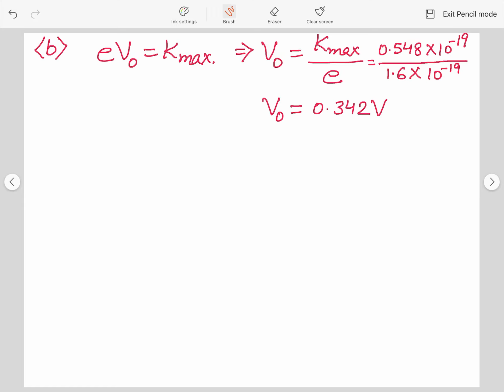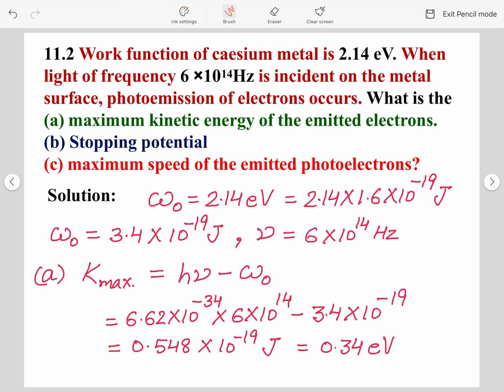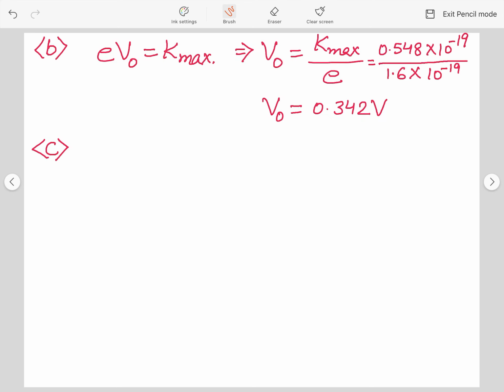Now we have to solve part C. In part C, what we have to find is maximum speed of emitted photoelectrons. Maximum speed. And what we know is K max. So we will use the formula half m v max square is equal to K max.